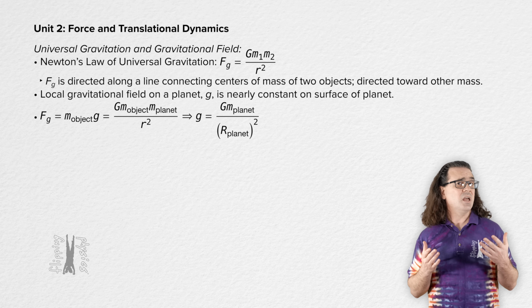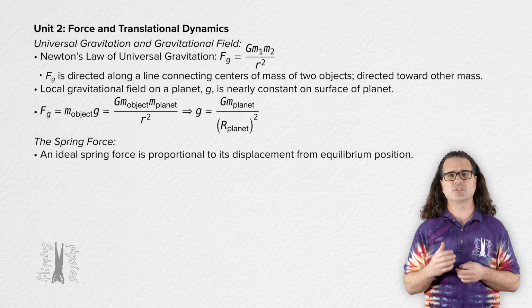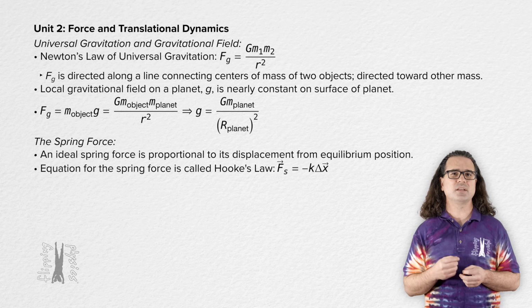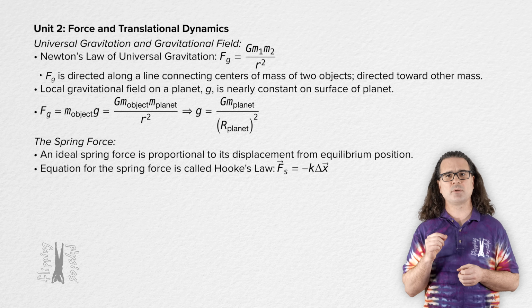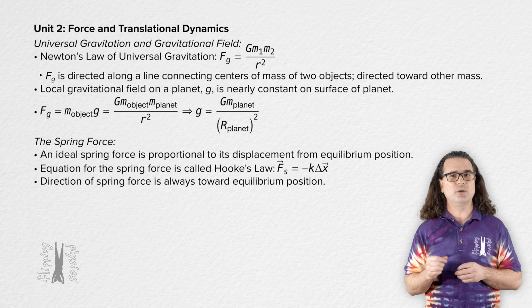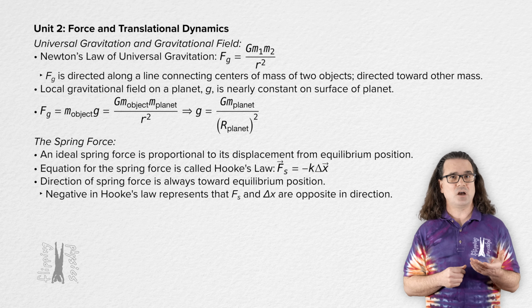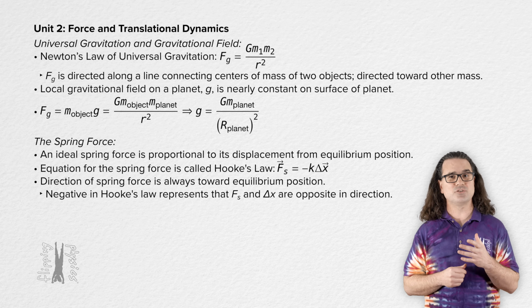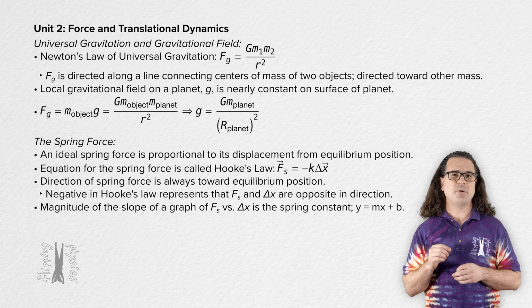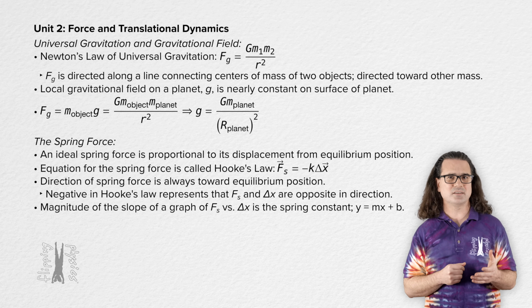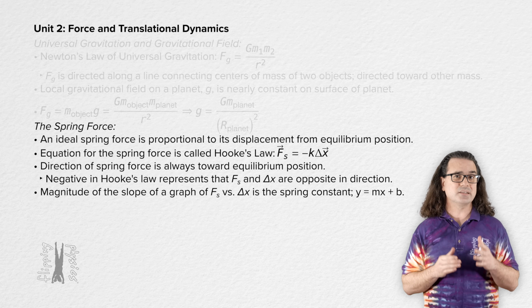An ideal spring force is proportional to its displacement from equilibrium position, and the equation for the spring force is called Hooke's law, where the force of the spring equals the negative of the quantity the spring constant times the displacement from equilibrium position of the spring. The direction of the spring force is always toward equilibrium position. The negative in Hooke's law represents that the spring force and the displacement of the object from equilibrium position are opposite in direction. The magnitude of the slope of a graph of spring force versus displacement from equilibrium position is the spring constant, because y equals mx plus b.